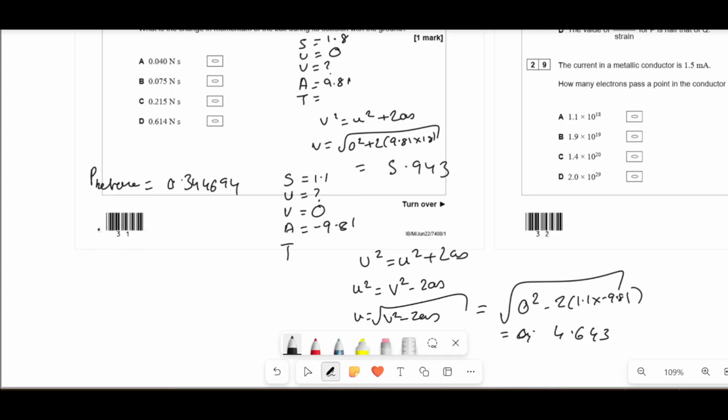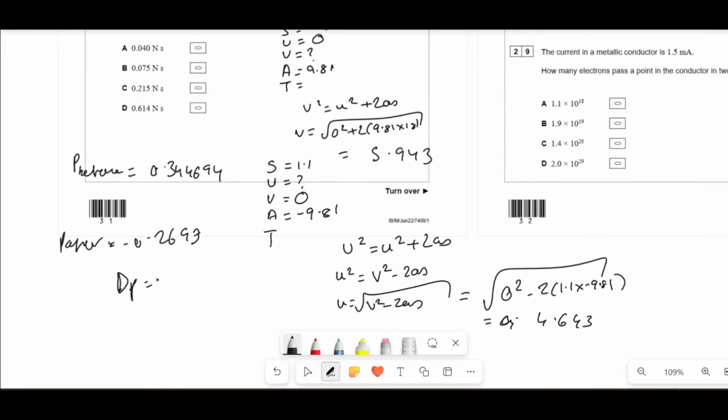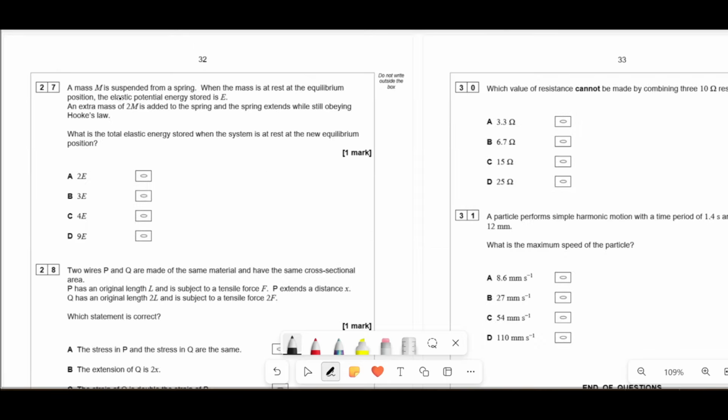So then I can work out the momentum after, which is that times the mass again. So it's going to be that times 58 over 1,000, which gives us 0.2693. And that's negative because we're going in the opposite direction, remember. So the change in momentum is just the difference between these two. But remember, that's a negative. So it's going to be 0.344694 minus minus 0.2693, which gives us 0.6139, which is D. So remember that because it's going upwards in the opposite direction now, that's why this is negative.